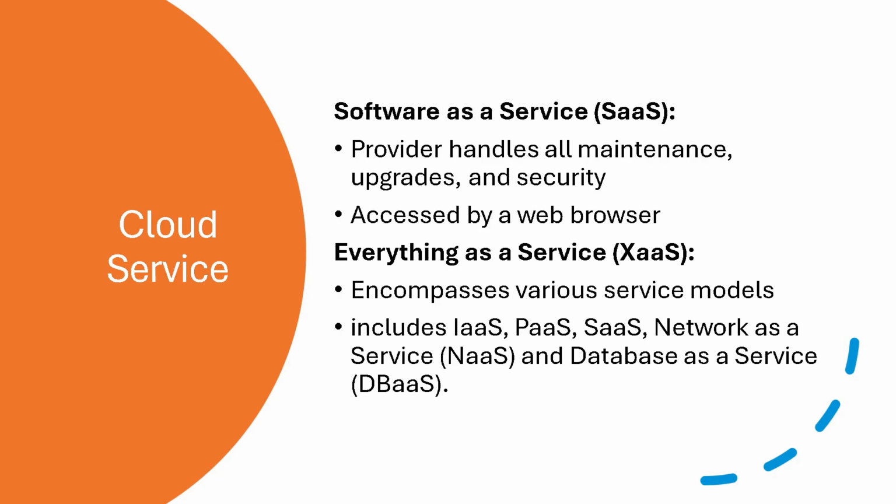Everything as a service, or XaaS. This kind of service encompasses various service models such as IaaS, PaaS, SaaS, networks as a service, NaaS, and database as a service, DBaaS. There might be more such services that can be added on in the future.